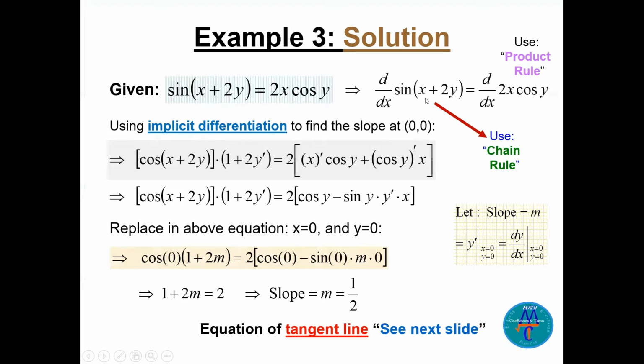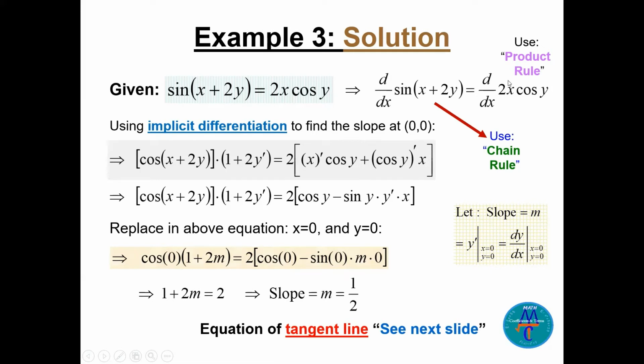So the derivative of sine of u, this is u, will be cosine of the same u, x plus 2y, times the derivative inside. Derivative of x is 1. 2y, the derivative will be 2y prime, is equal to 2, leave it outside.